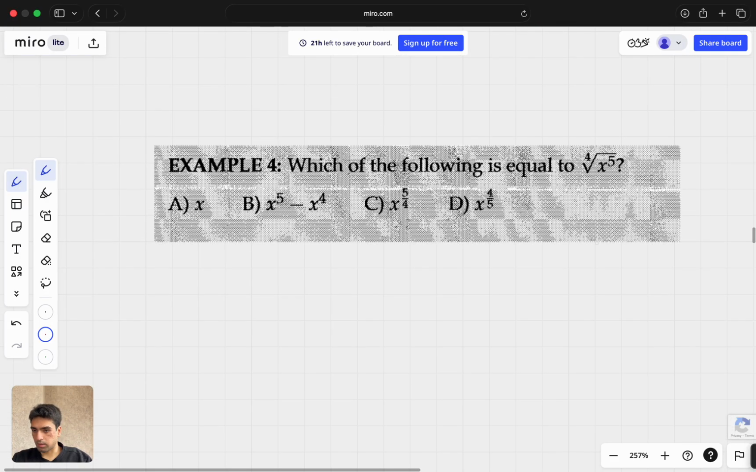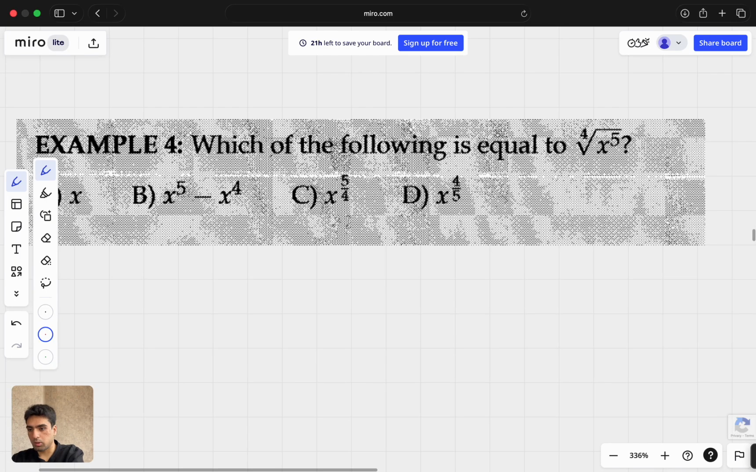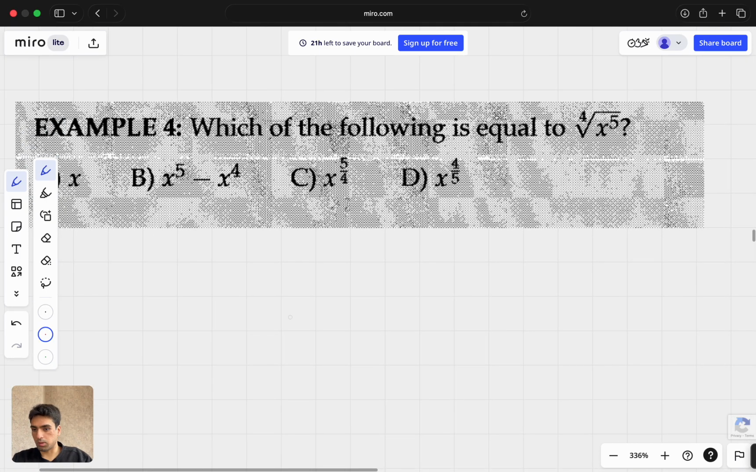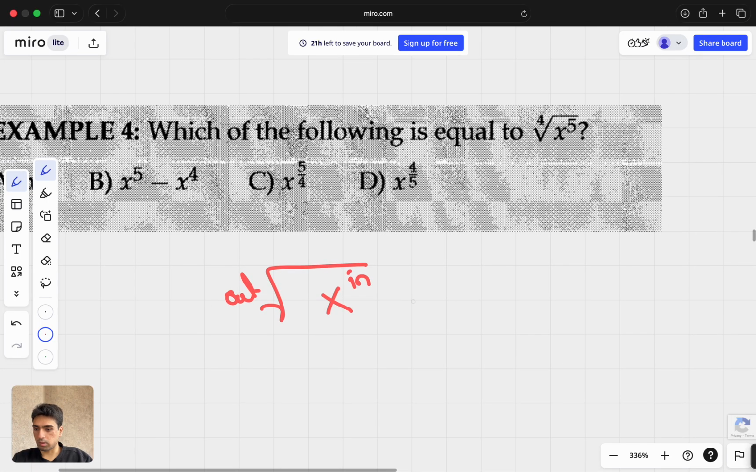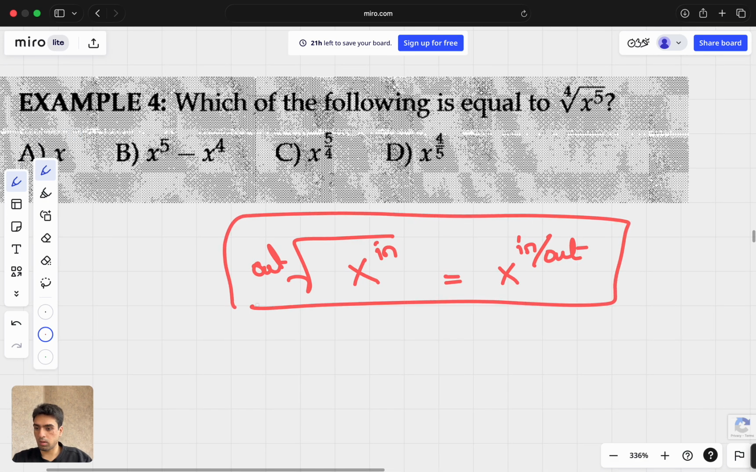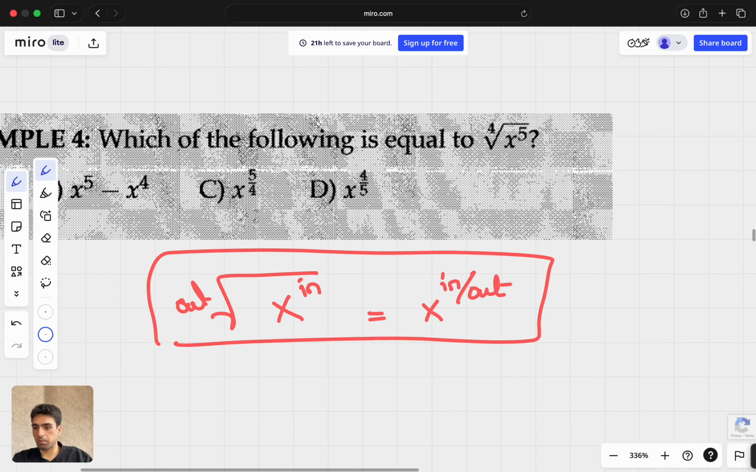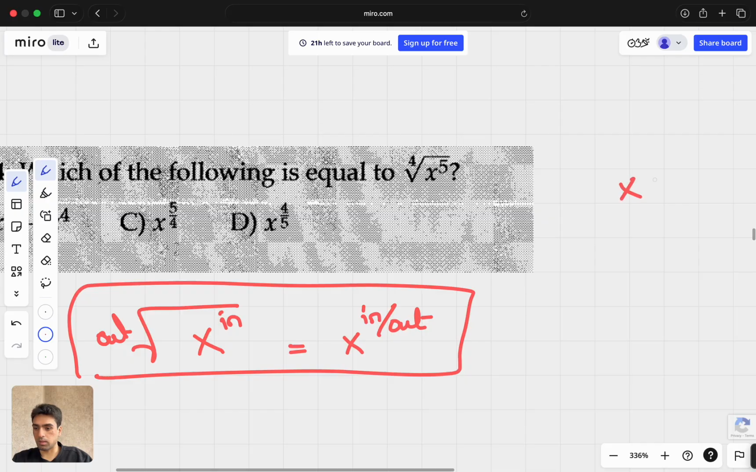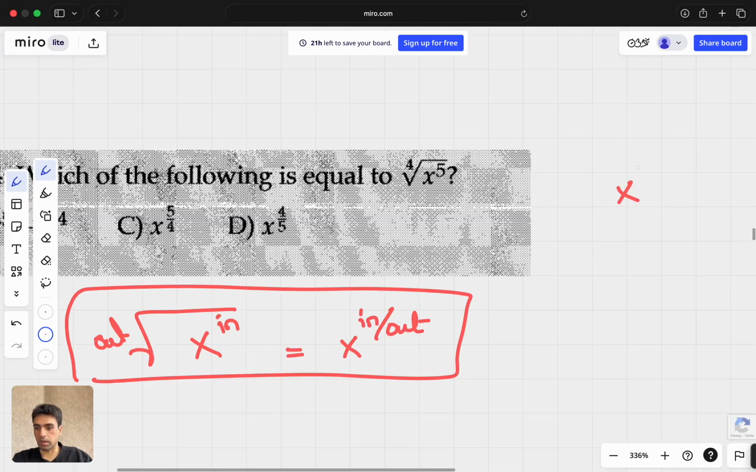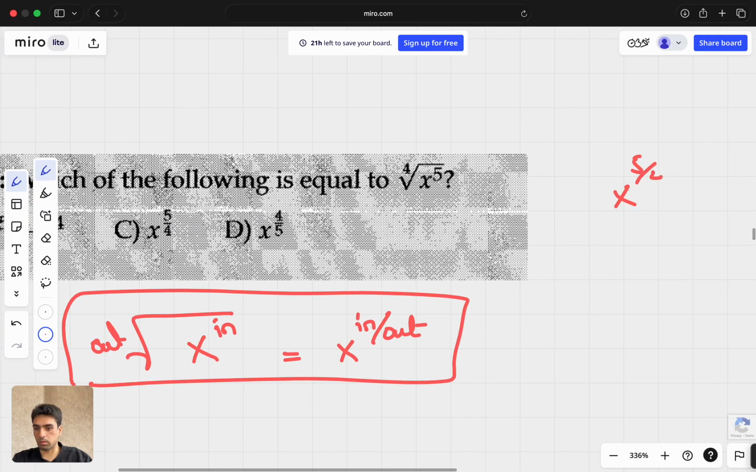Alright, next. A simple way to do these questions is use this rule. So you have x inside and outside. This is equal to x, inside divided by outside, right? You can just learn this. So in this case we have 5 and 4. So 5 is inside, 4 is outside. You can write this as 5 over 4. Inside divided by outside.